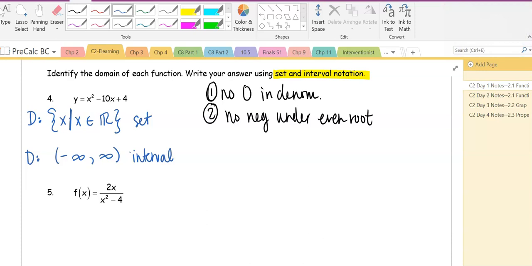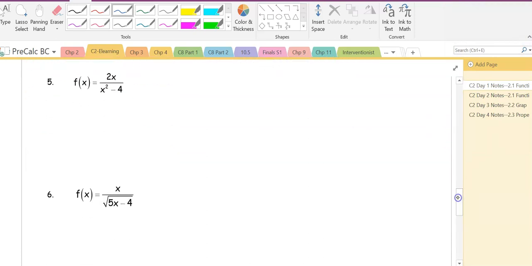All right, next. Number 5, when you look at this, you should notice you can factor the denominator, and that is a useful thing to do to help determine your domain.